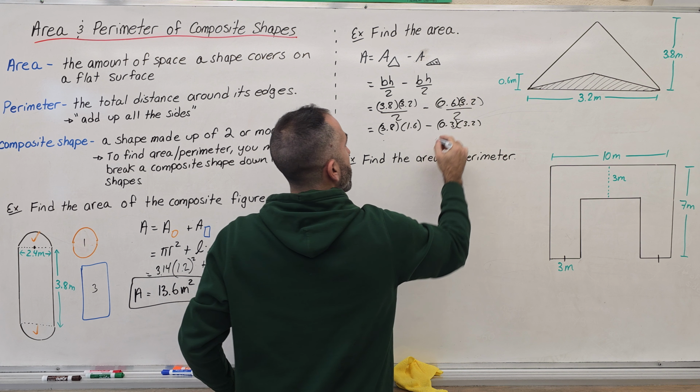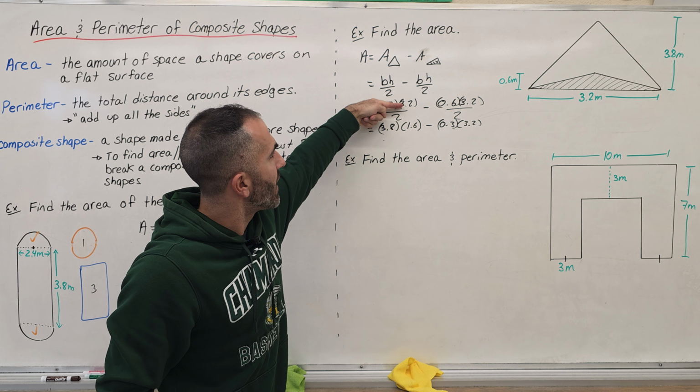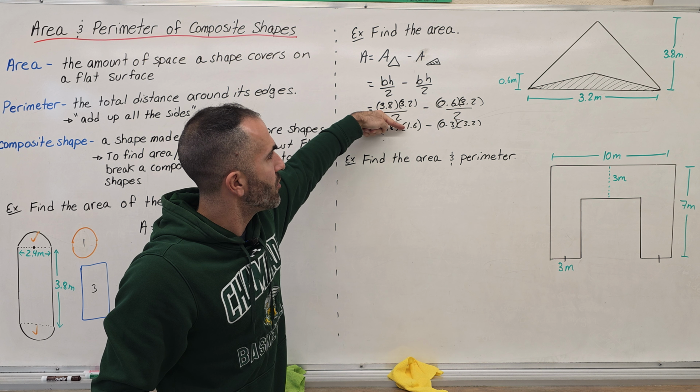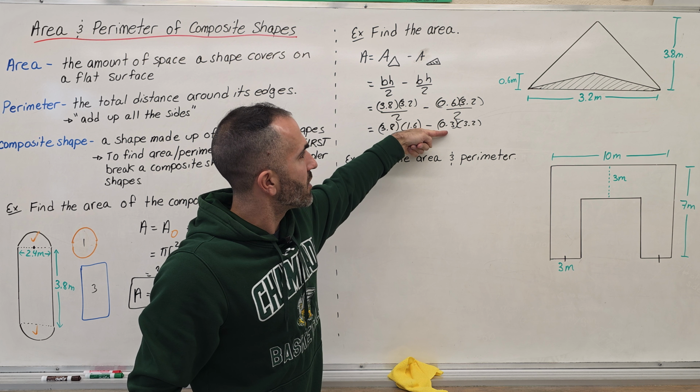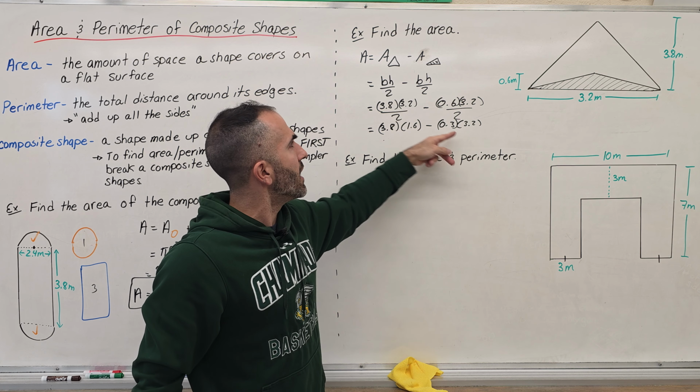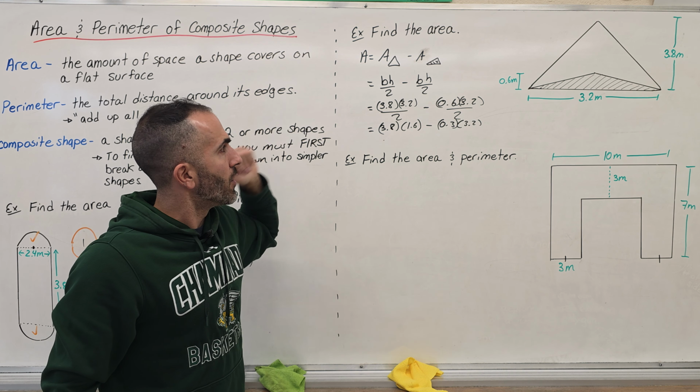Okay, so I'll just tell you what I did here. I just used the 2 to get rid of one of these numbers because they're both even. So I just divided that 3.2 by 2 and I got 1.6. Then I divided that 0.6 by 2 and I got 0.3. Totally not needed. You can just jump into your calculator from here.